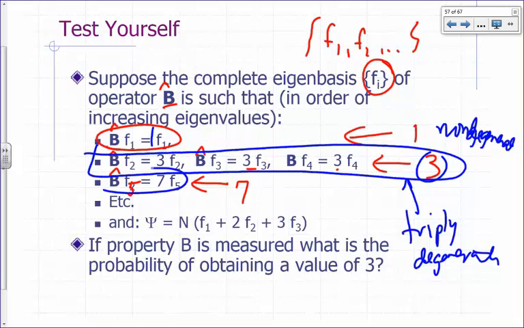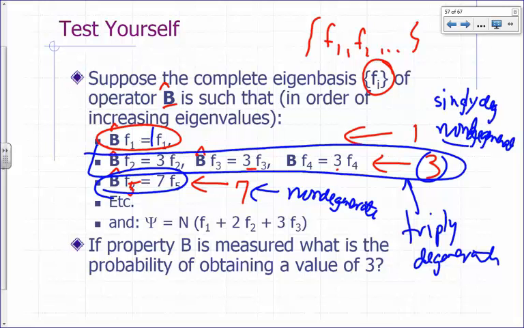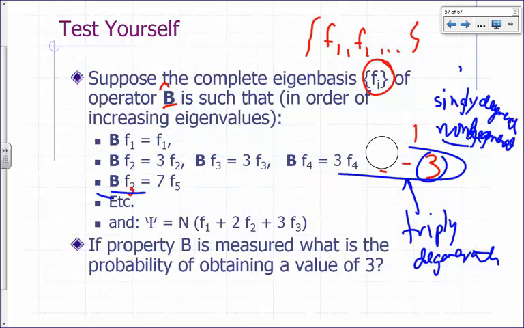What about this one? This is non-degenerate. Sometimes, just because of the way we use words in English, when we say non-degenerate, we can also say that this is singly degenerate, because the degeneracy is equal to 1. So when we say the degeneracy is equal to 1, that means singly degenerate. We can also say it's non-degenerate. All right, so these are your eigenfunctions and eigenvalues.